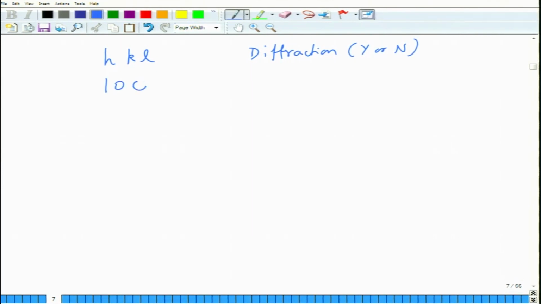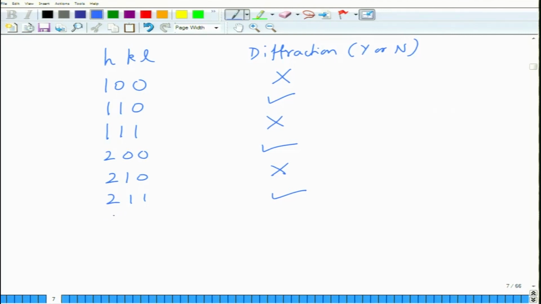I start from 1 0 0, will it diffract? No. 1 1 0, it will diffract. 1 1 1, it will not diffract. 2 0 0, it will diffract. 2 1 0, it will not diffract. 2 1 1, it will diffract.